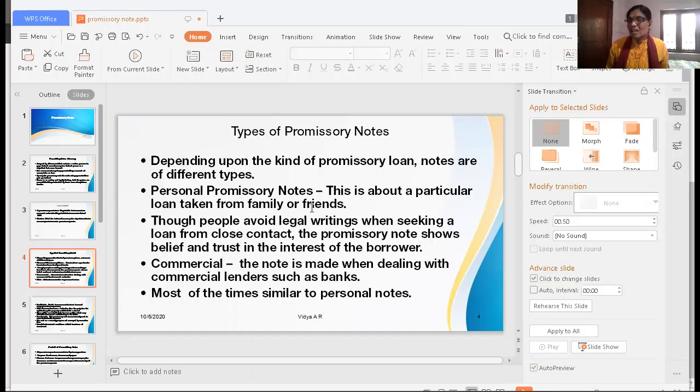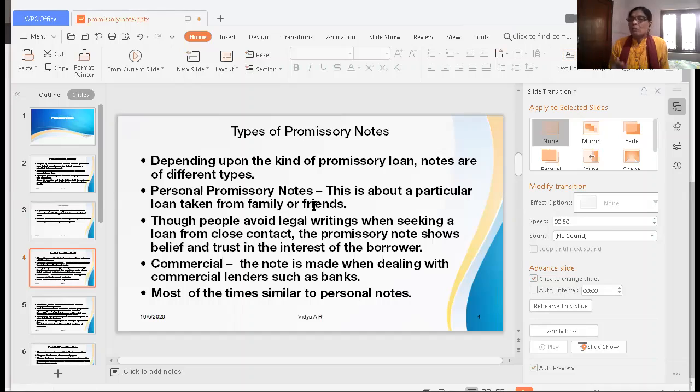You know what happens in the case of many relationships: when a problem of money arises between people, the total relationship is lost. Beautiful relationships are lost just because of the problem of money. Maybe it is with a friend, maybe with our family members, whatever it is, it's always safe to have a promissory note. It's very simple to form. Though people avoid legal writings when seeking a loan from close contacts, the promissory note shows belief and trust in the interest of the borrower.